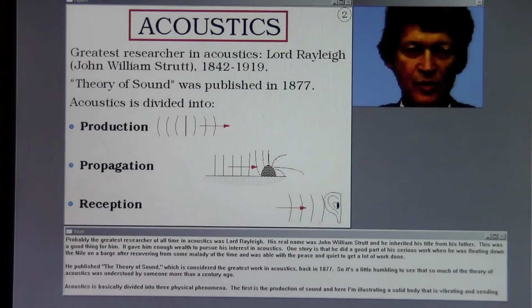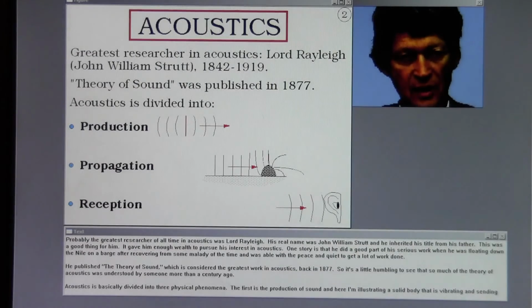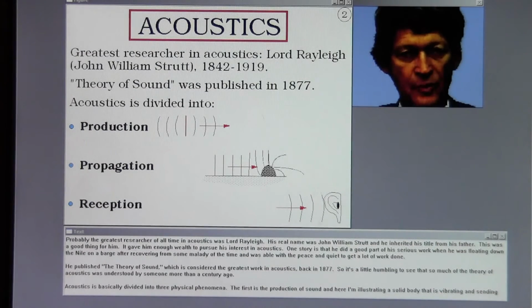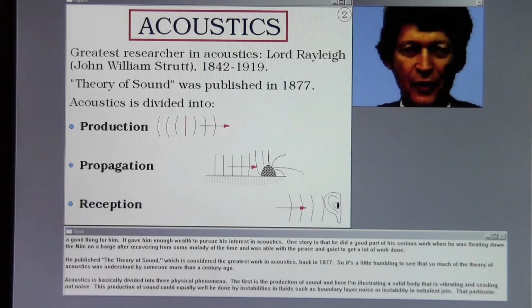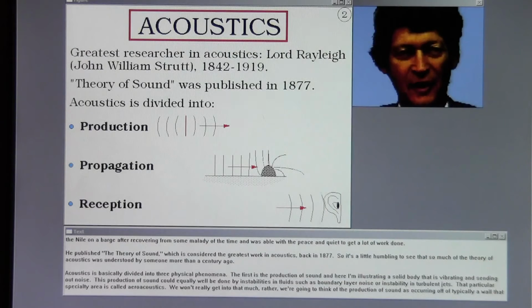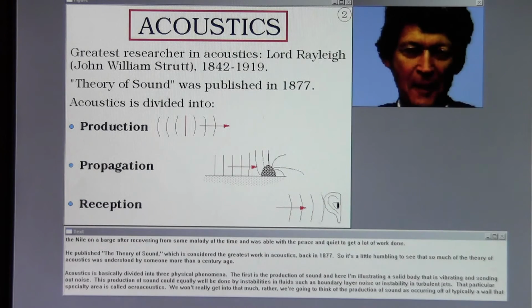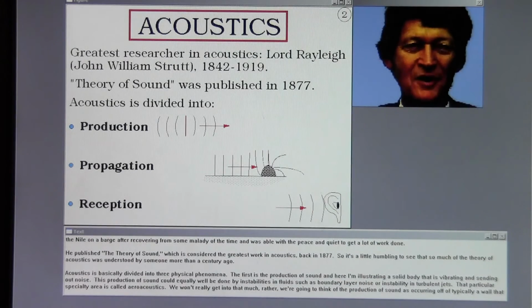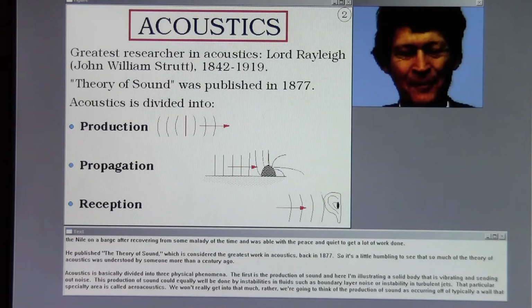Probably the greatest researcher of all times in acoustics was Lord Rayleigh. His real name was John William Strutt, and he inherited his title from his father. This was a good thing for him. It gave him enough wealth to pursue his interest in acoustics. One story is that he did a good part of his serious work when he was floating down the Nile on a barge after recovering from some malady of the time, and was able with the peace and quiet to get a lot of work done.